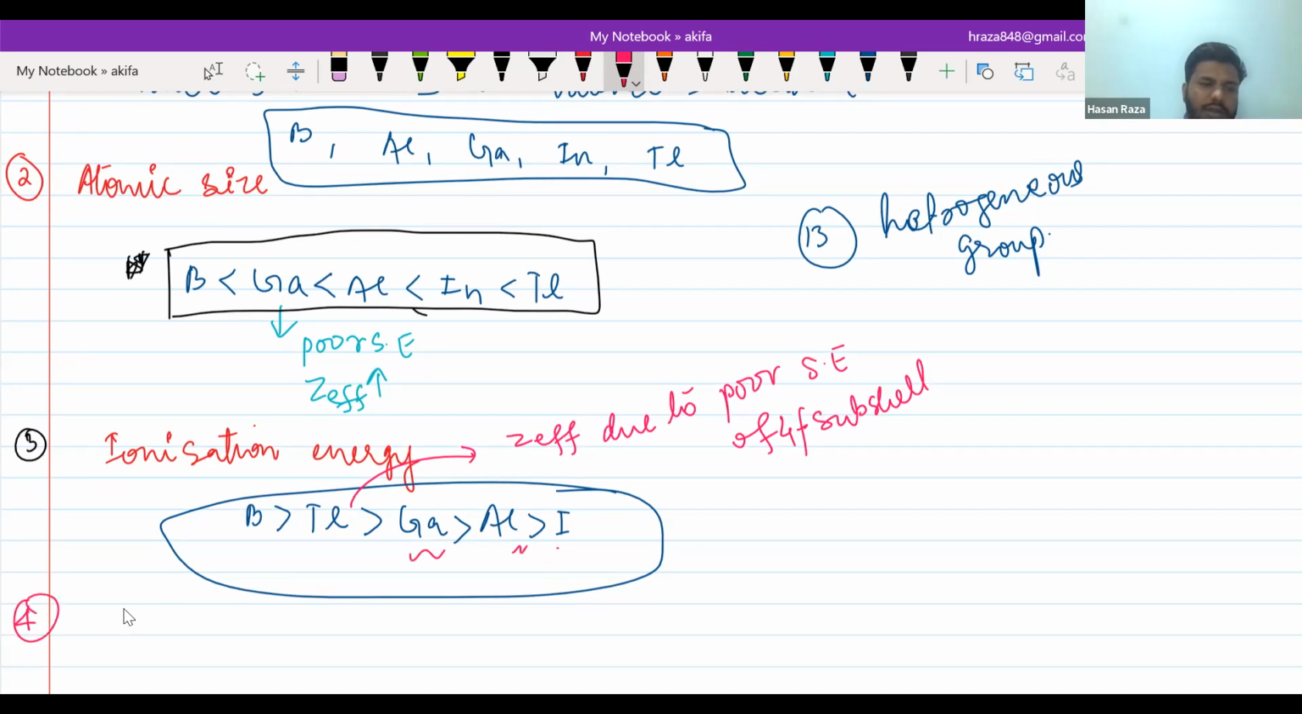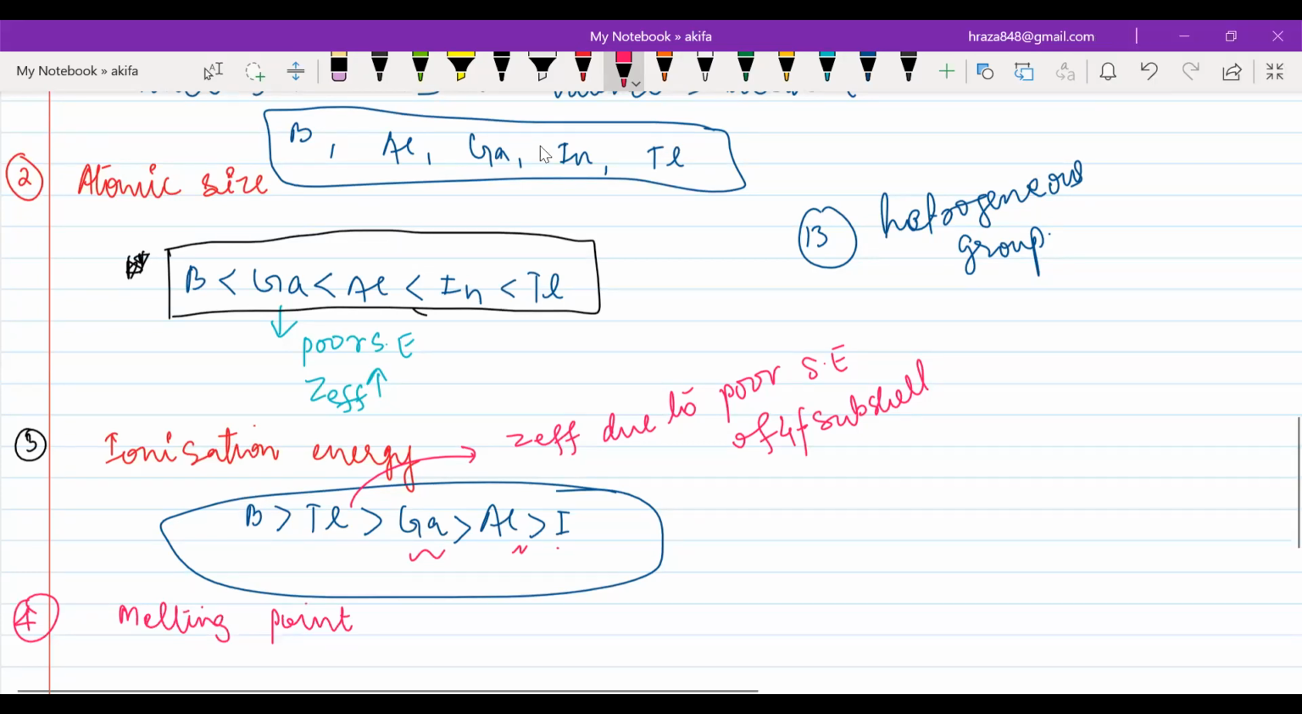And the fourth is melting point. Generally, non-metals have lesser melting point. Just write it and let me know. Done.